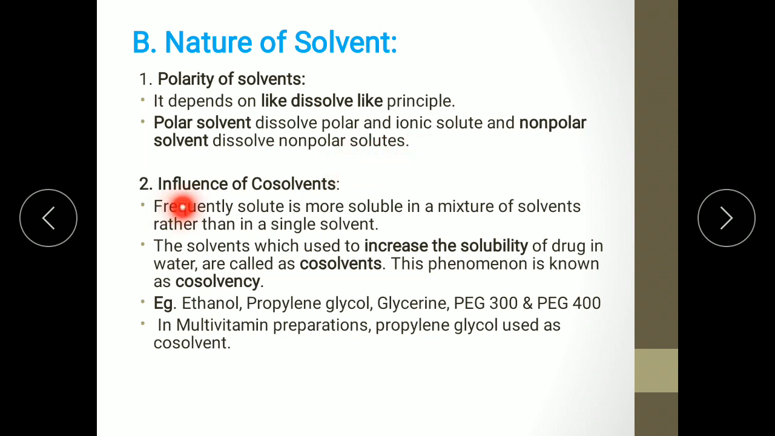Simple. The second point is the influence of co-solvents. Frequently a solute is more soluble in a mixture of solvents rather than in a single solvent.